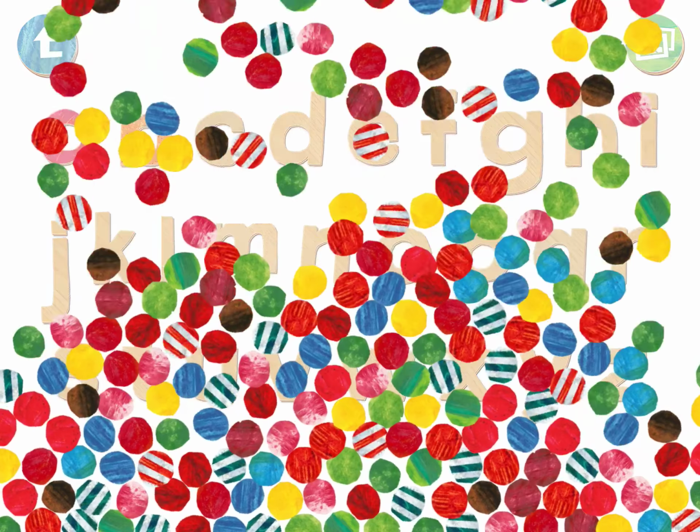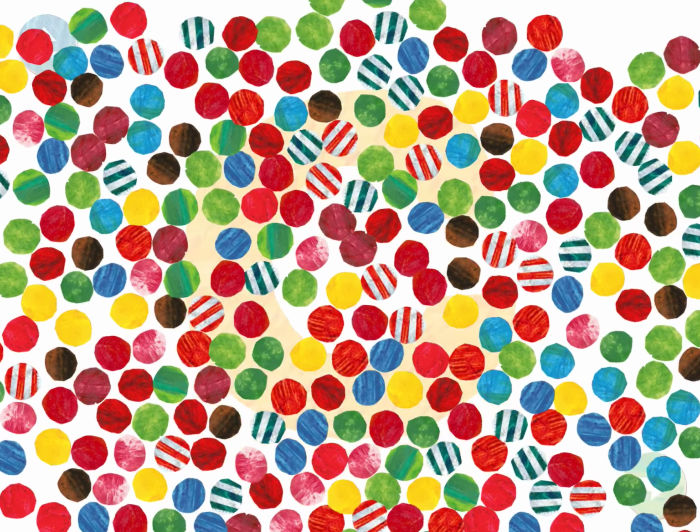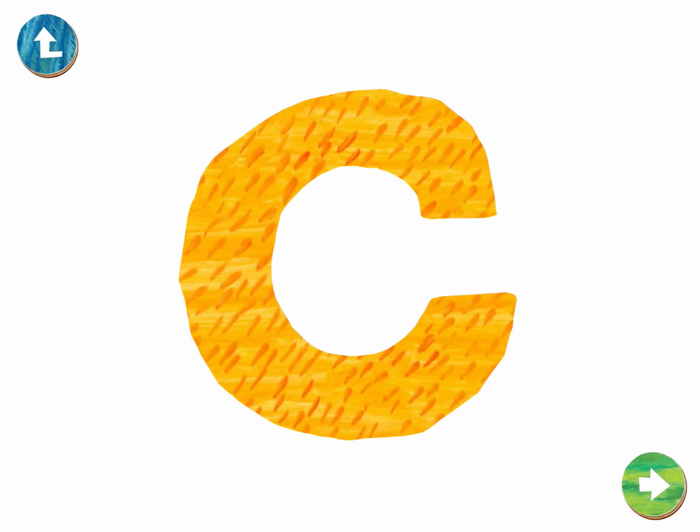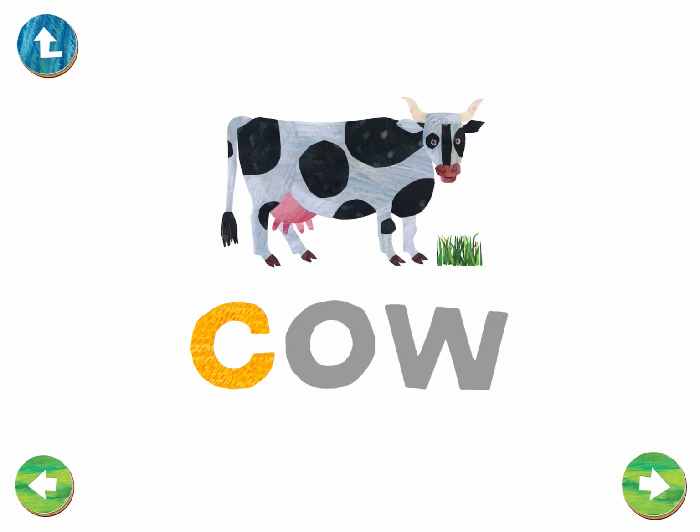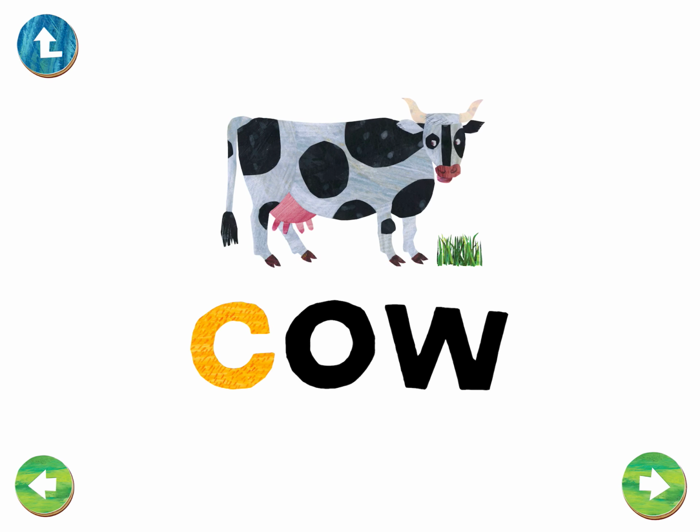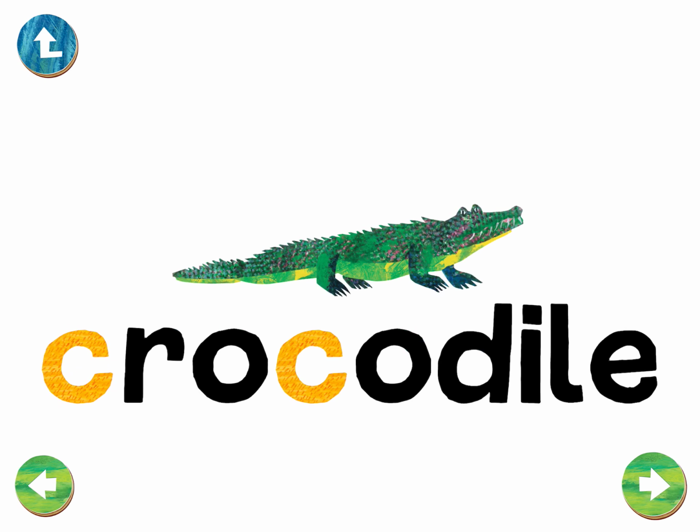C. This is the letter C. C makes the sound k. C is for cow. C is for crocodile.